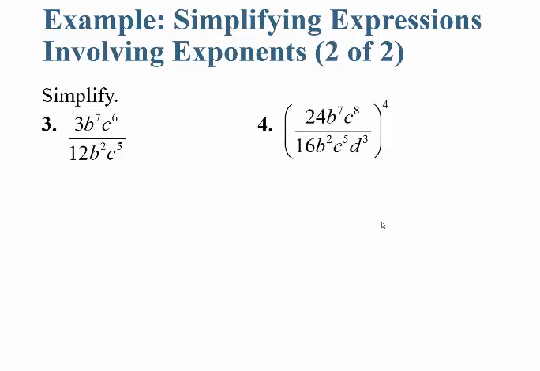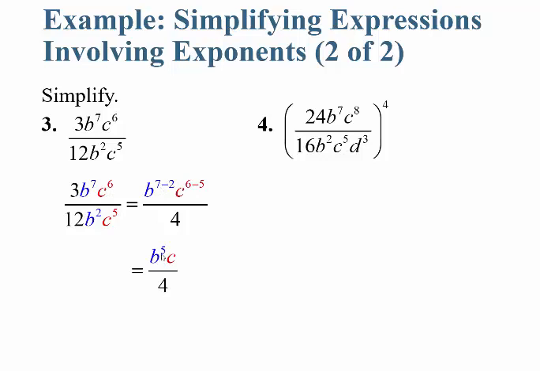Okay, let's try these a little bit harder. So now here I have 2 division problems. Let's do this first one here, 3 first. I'm going to color code the like terms here. First off, 3 divided by 12 simplifies to 1 fourth. And remember, when you're dividing, you subtract the exponents. So this becomes b to the 7 minus 2 and c to the 6 minus 5. Well, this is just b to the 5th, and then c, 6 minus 5, is 1. Whenever there's a 1 there, you don't have to put it. So it's just c by itself. It's b to the 5th times c divided by 4.